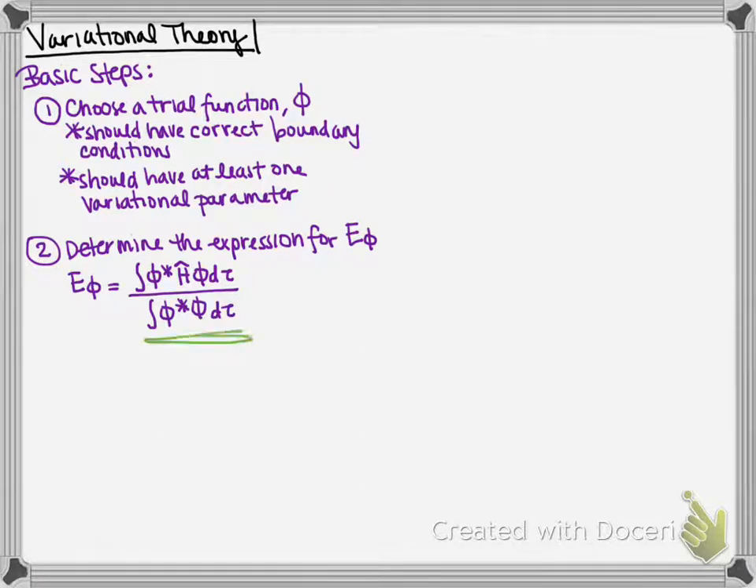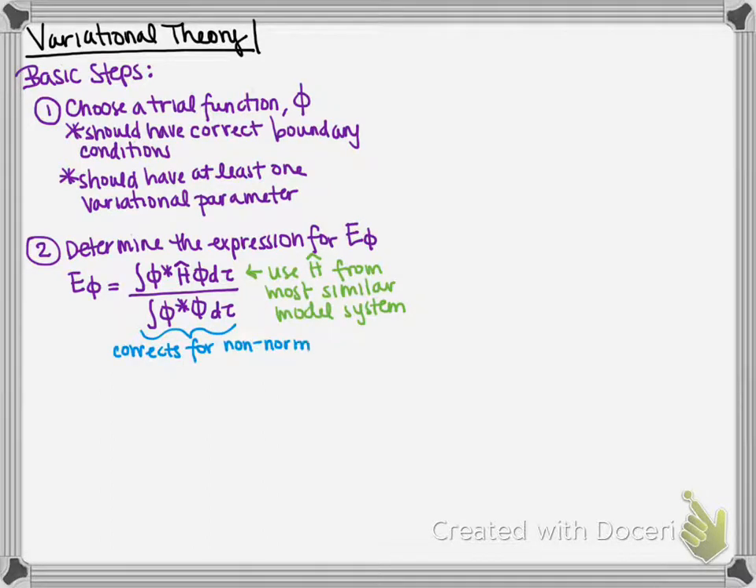What is this bottom part? We have a denominator all of a sudden. We're dividing by phi star phi. So what does phi star phi look like? If we replaced phi with psi, what would this be? It would be the probability function, and when we integrate the probability function, that should go to 1, right? If it doesn't, that simply means that our wave function is not normalized. So the purpose of this denominator is actually to ensure that our wave function is normalized, because oftentimes it's not. This is going to correct for non-normalized guess wave functions, or phi.